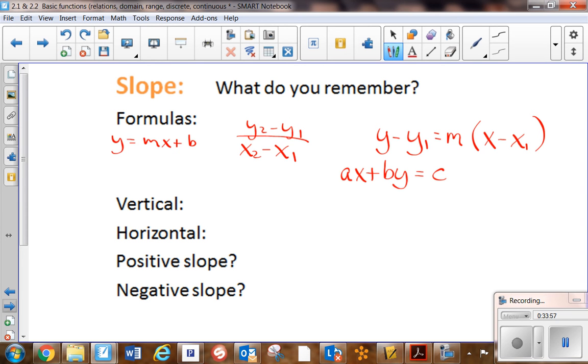All right, a vertical line looks like this, right? What kind of slope is that? It's undefined. Some books say there is no slope. And you can call it either one of those, either undefined or no slope.